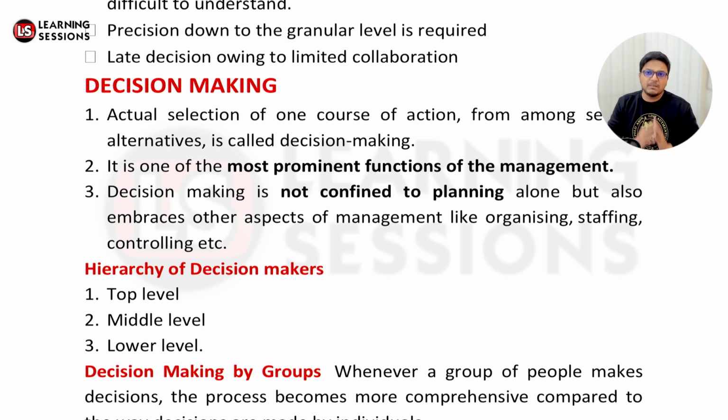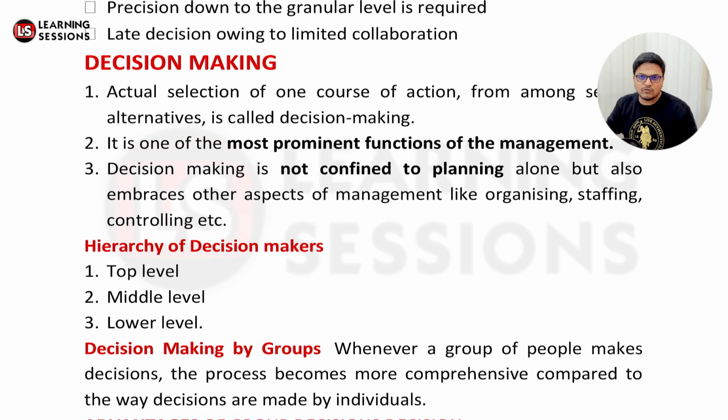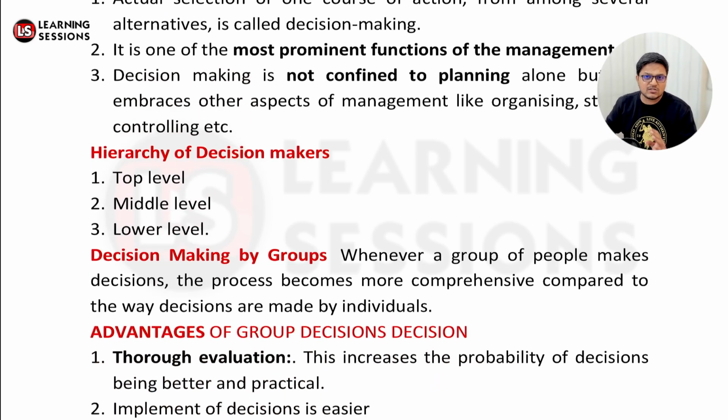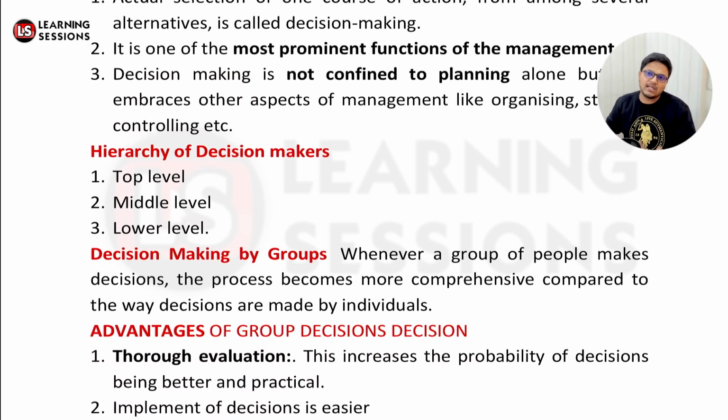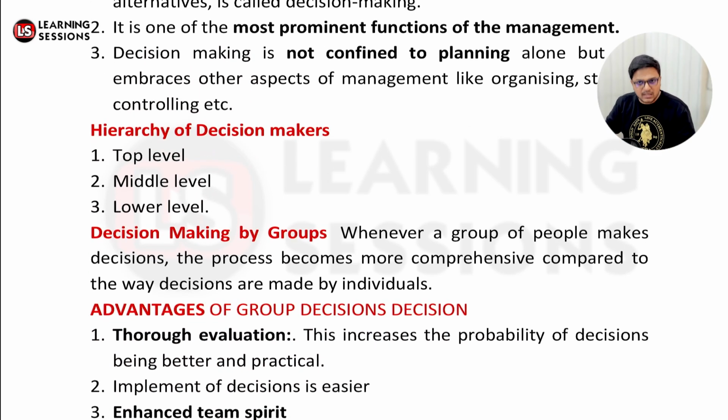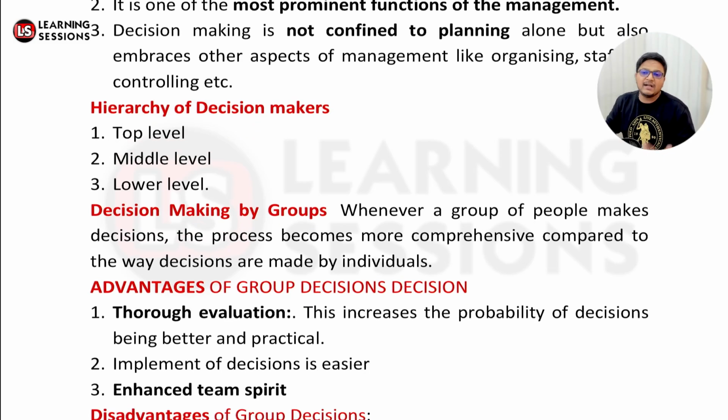When a group of people make the decisions, it becomes very comprehensive compared to a decision made by an individual. Let's say there were 5 persons in the team and they all make the decision. It will be very comprehensive because it conveys the viewpoint of each and every person. So that's the advantage. What are the advantages? There is thorough evaluation of everything, the decision implementation is easier, and the team spirit is enhanced because everyone feels they were involved in decision making, right?